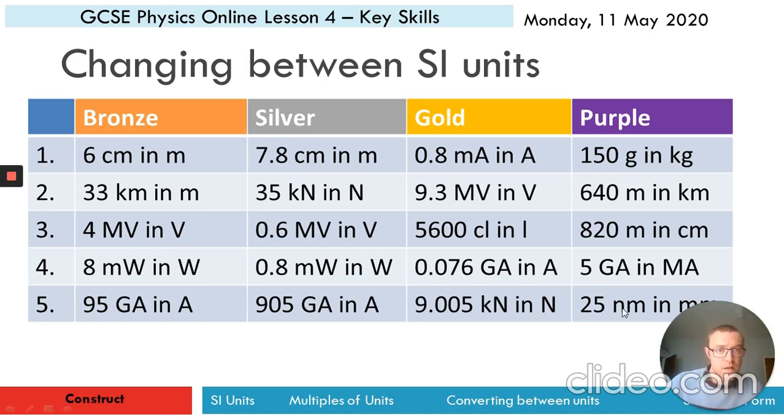This 125 nanometers should be millimeters. If you are converting between multiple steps, so for example, gigaamps to megaamps, I advise you to convert it first to amps and then convert the amps to megaamps in this case. Okay, you can pause the video now.